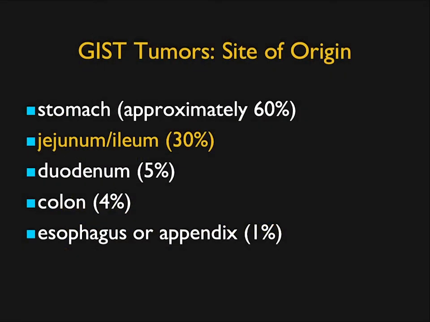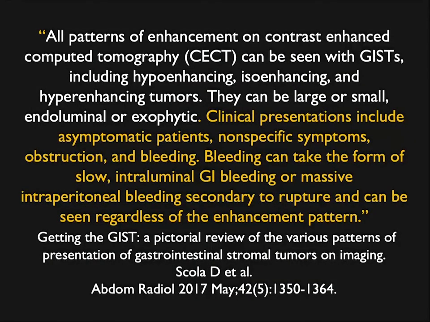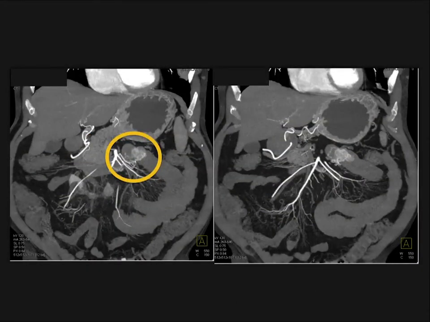So when you talk about tumors, one of the common tumors we see that bleeds is a GIST tumor. Most GIST tumors are in the stomach, but they could be anywhere in the GI tract from esophagus to anal region. They do occur not uncommonly in the jejunum and ileum. And these often enhance, and we've picked up many cases of incidental GIST tumors because of the GI bleeding. Clinical presentations, asymptomatic. Bleeding can take the form of slow intraluminal GI bleeding or massive intraperitoneal bleeding because sometimes these lesions rupture. Remember that GIST tumors are typically exophytic. Here's a nice example of a patient with GI bleeding where we see a very bright lesion in the patient's jejunum.